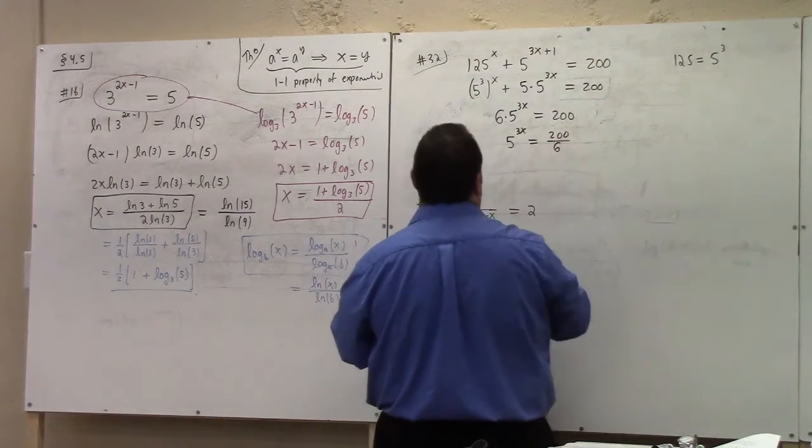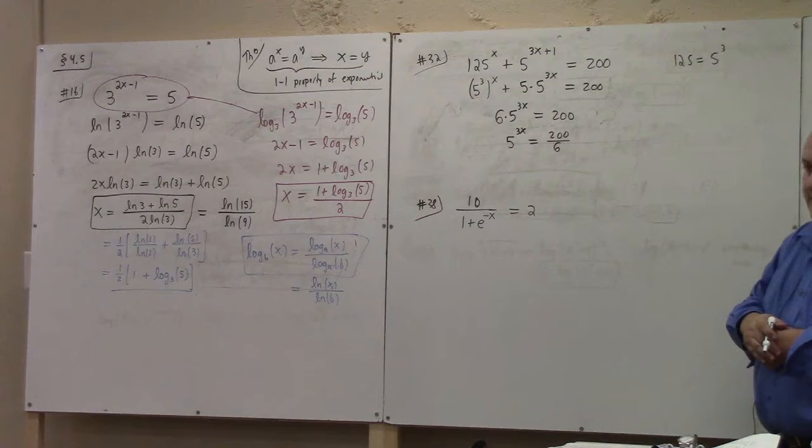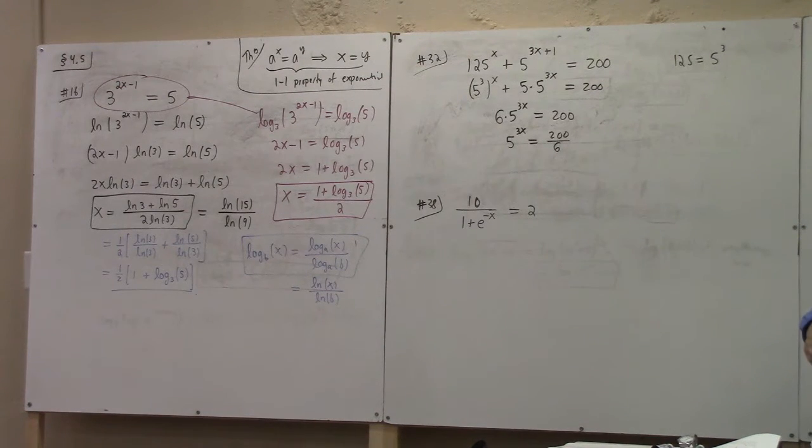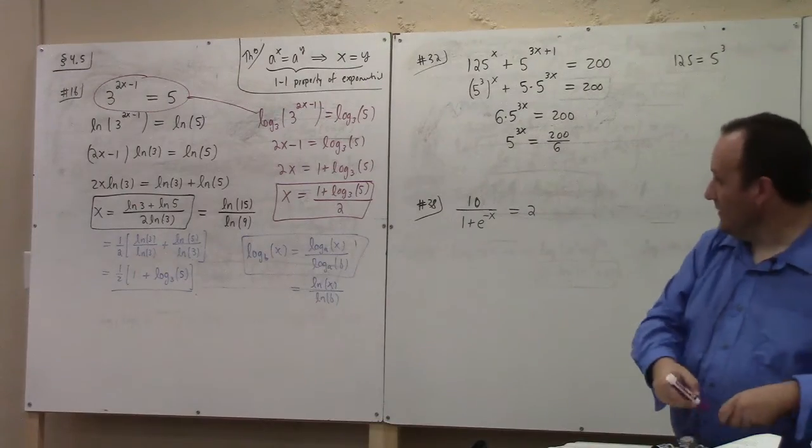That, we ought to be able to solve by the methods we've been using for the previous problems, right? Like, we could take log base 5 of both sides, maybe. We could take the natural log of both sides. What do you guys want to do? Log base 5? All right. We'll do it.